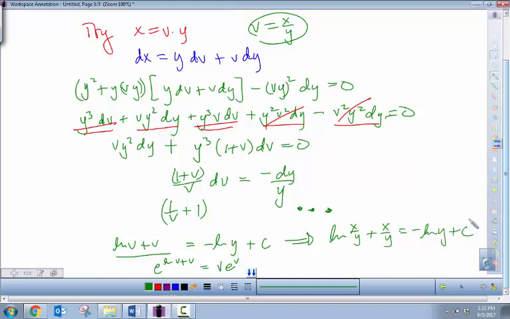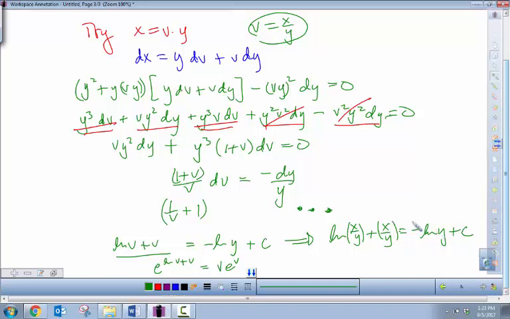Yeah, so in this case, it looks like we can't make it explicit, but we can present this as an implicit function. And this is graphable. I can graph this in a graphing calculator program. So that was a good move. Replace your v's with x over y's. And then if you do have an initial condition, you can just plug it in here and solve for c.